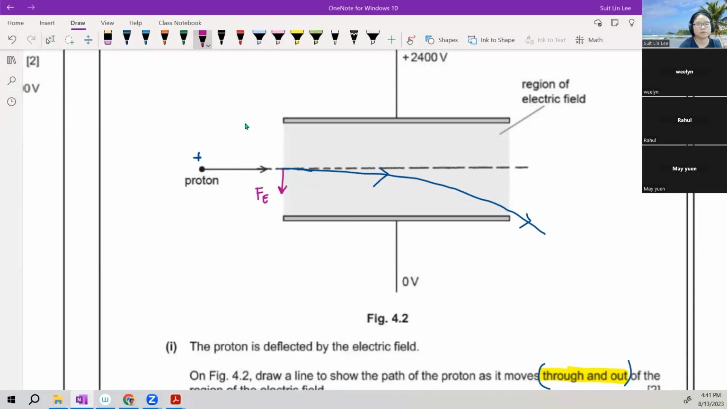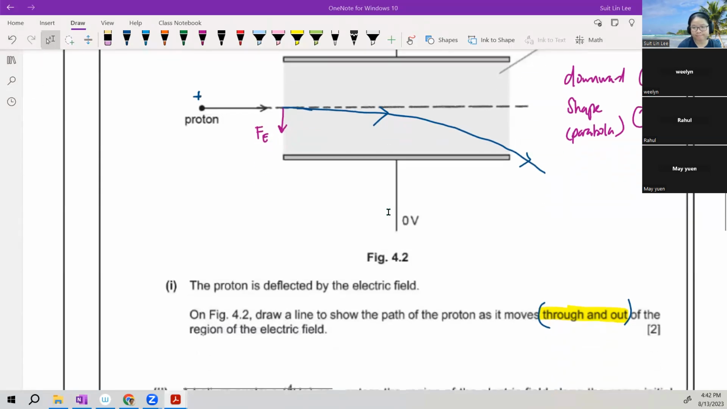So downward is 1 mark. Then the shape. It's supposed to be a parabola. So it cannot be a straight line. It cannot look like a circle. Although at this scale, it's hard to tell a circle and a parabola apart. So something like this will do. The general shape, we obviously judge by eye. Smooth curve can now. And also, parabola inside the electric field. And then outside the electric field, it has to be a straight line.